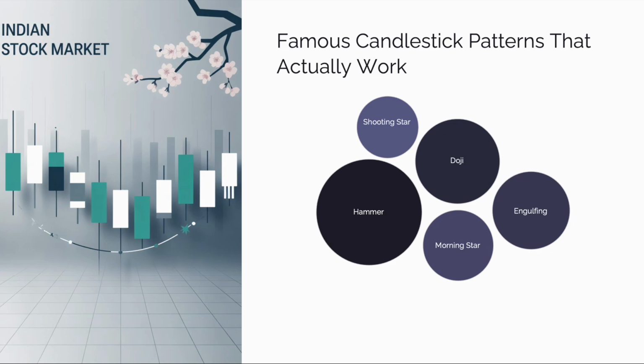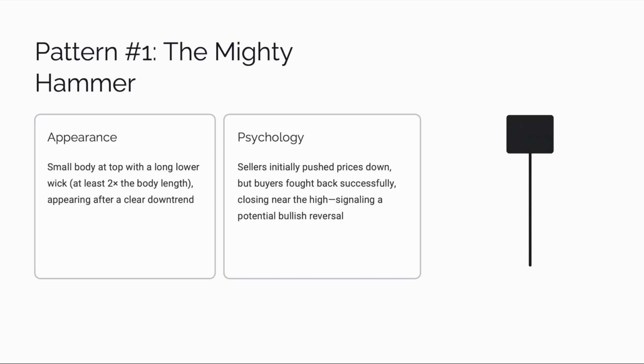So the sellers pushed the prices down. That's why the lower wick has been formed. But buyers fought back successfully. That's why the closing is near the high where the candle has opened. So this signals a bullish reversal.